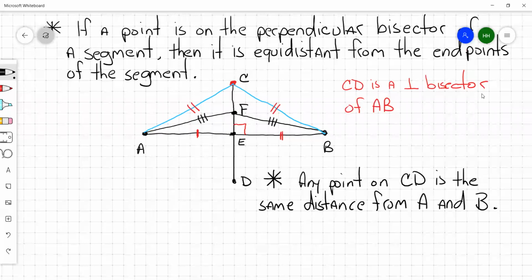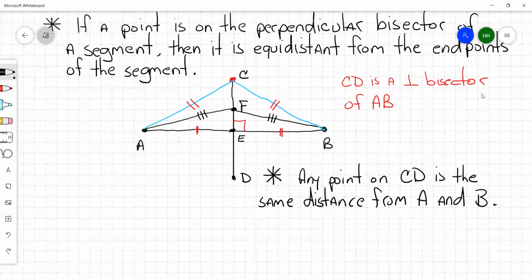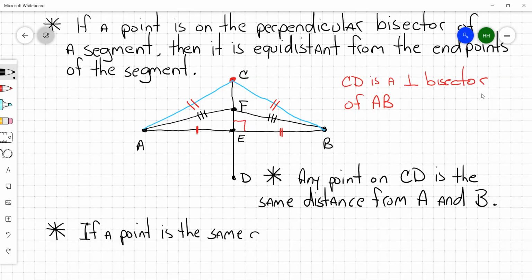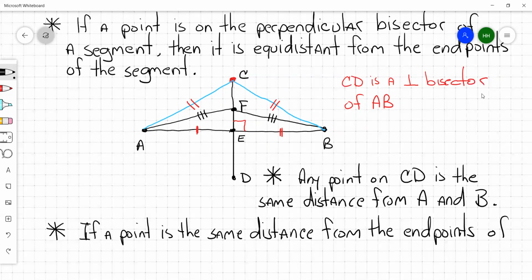The converse of that theorem says that if a point is the same distance from the endpoints of a segment, then it is on a perpendicular bisector.